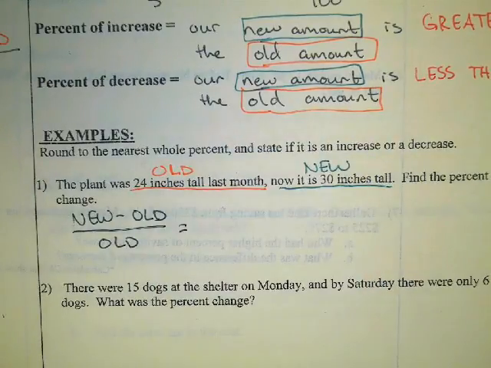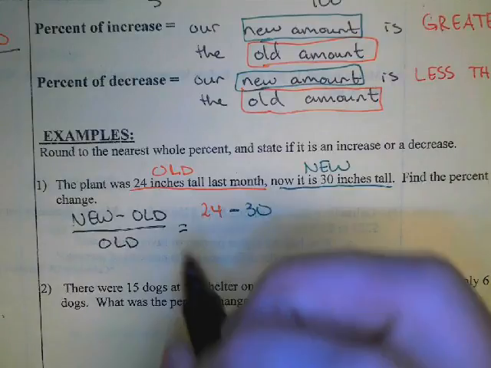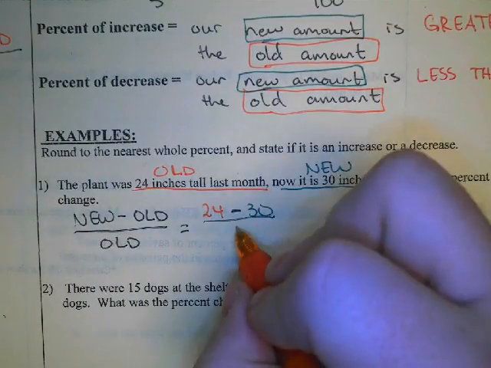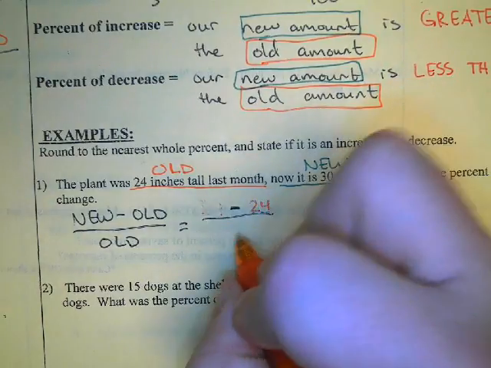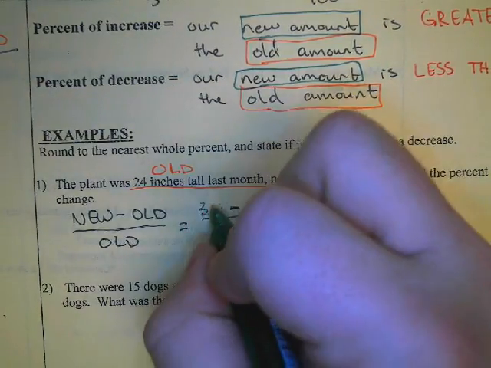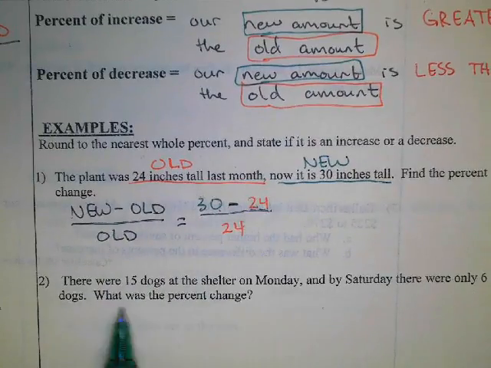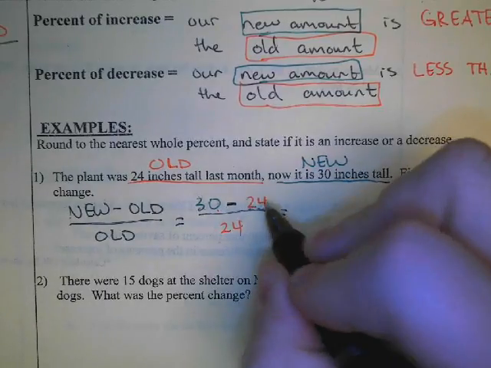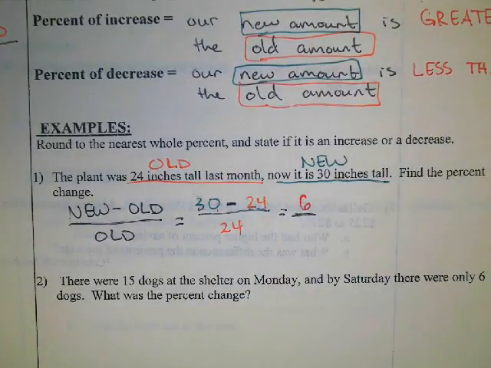which will be equal to, oops, I got that backwards. 30 minus 24 divided by 24. New minus old. My apologies. So it's the new, that's 30, minus the old, the 24, divided by the old. So we'll do the subtraction. 30 minus 24 is 6. Over the 24 stays a 24.